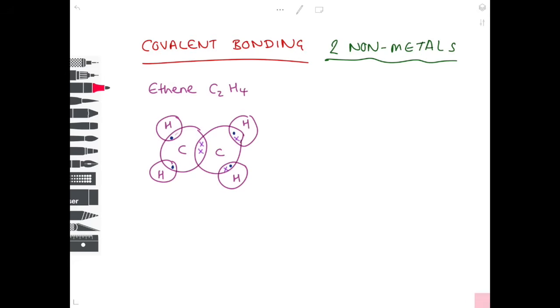Let's do the other side. 1, 2, 3, 4. And now have a look. Yes, all the hydrogens have 2 electrons in the outer shell, and each carbon now has 8, so that is correct.